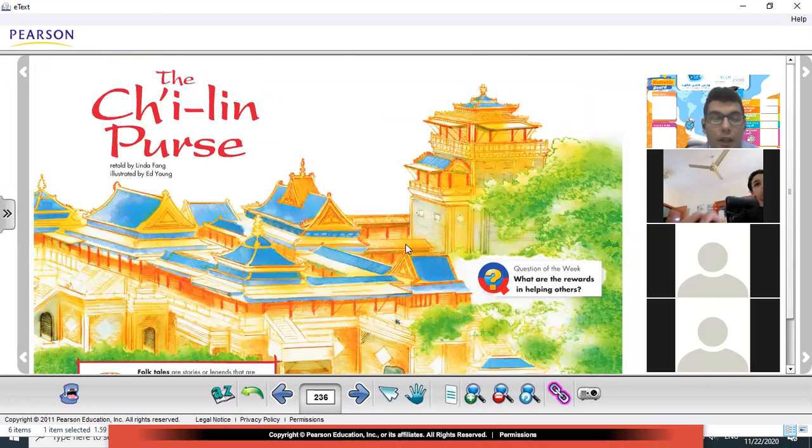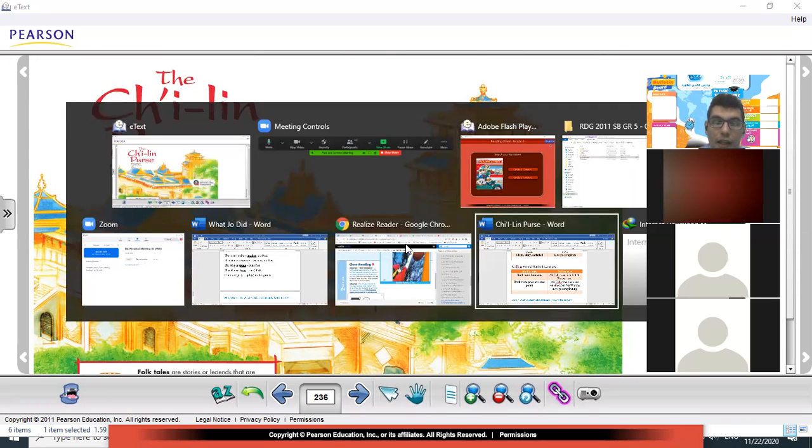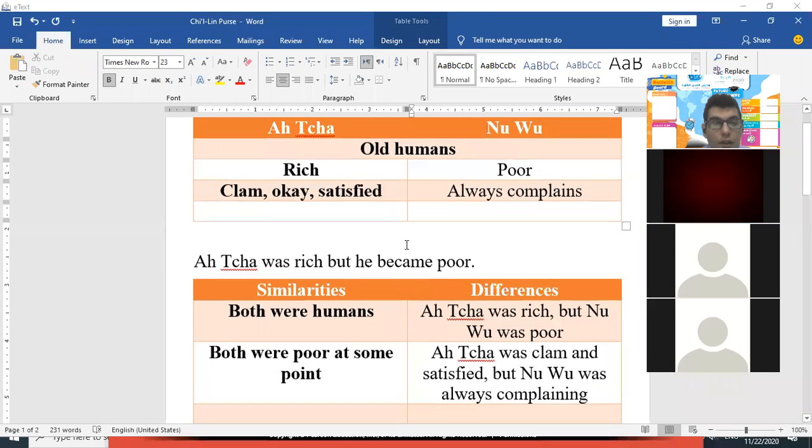What is the target skill here? What is the skill that we're going to work on here? Is it the sequence of events, the compare and contrast? What are the rewards in helping others? No, not that exactly. Look here. What does that remind you of? Compare and contrast. Very good.